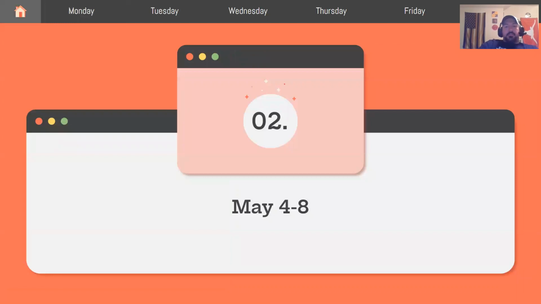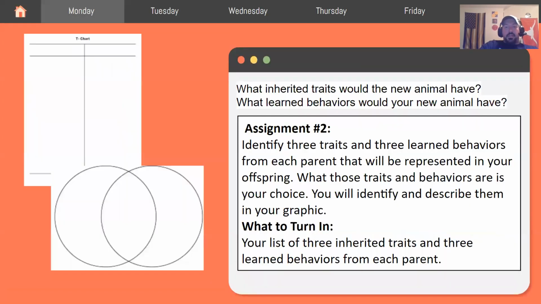All right. So week two, May 4th through 8th, you need to obtain 3 traits of your choice that would be inherited traits passed down from the parent animals, and then 3 learned behaviors that your animal would do, okay? So that is something that needs to be completed as well, either a T chart or a Venn diagram, one of the two.